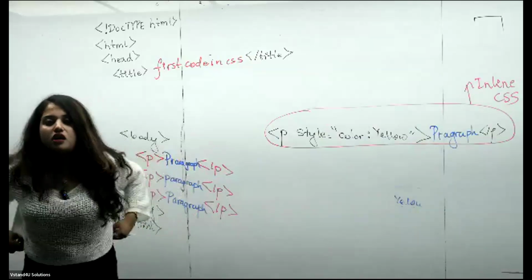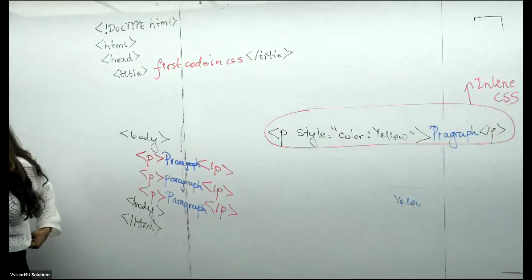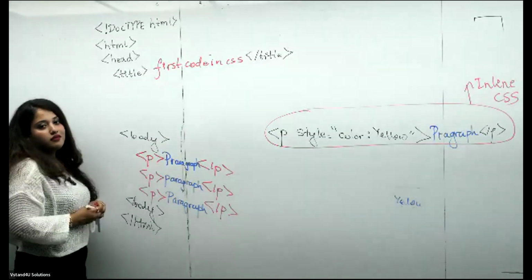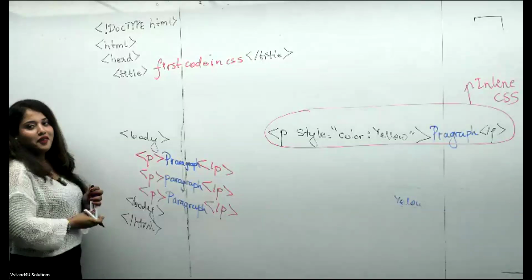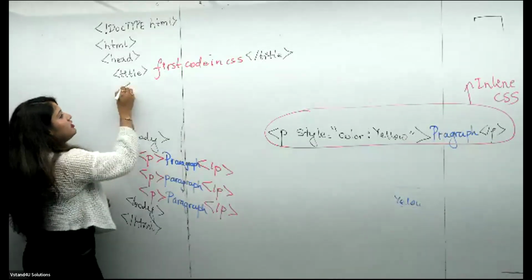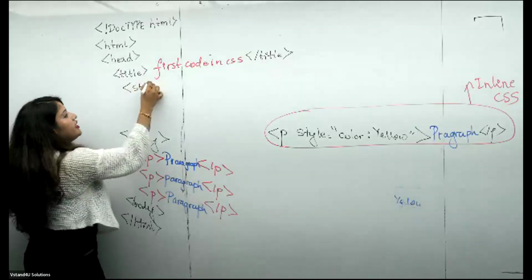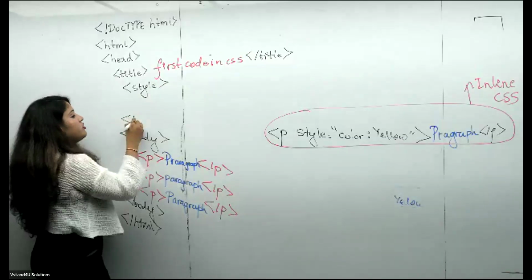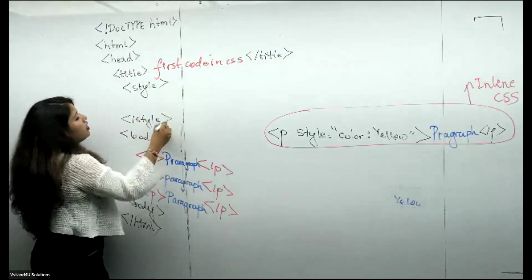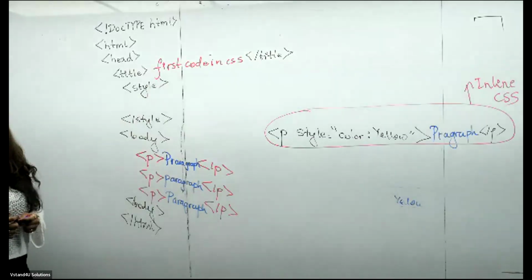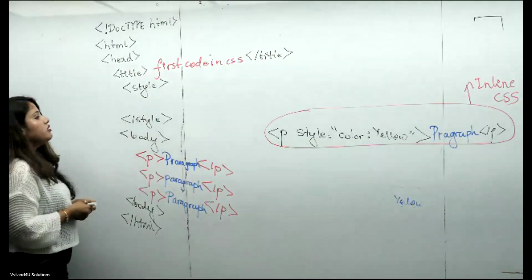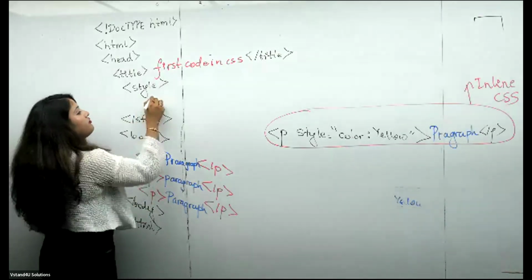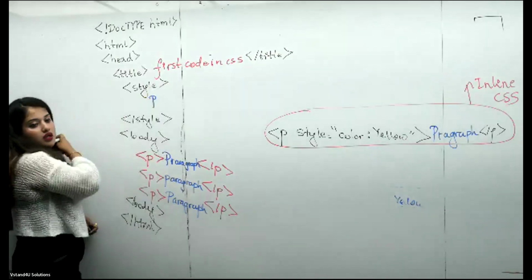Now the requirement is the same. I want to change the color of paragraphs to yellow. So now what I will do here is use something called the style tag, and let me close this style tag. I want to change all these paragraph colors. So I will select the element which I want to change. Paragraph P.